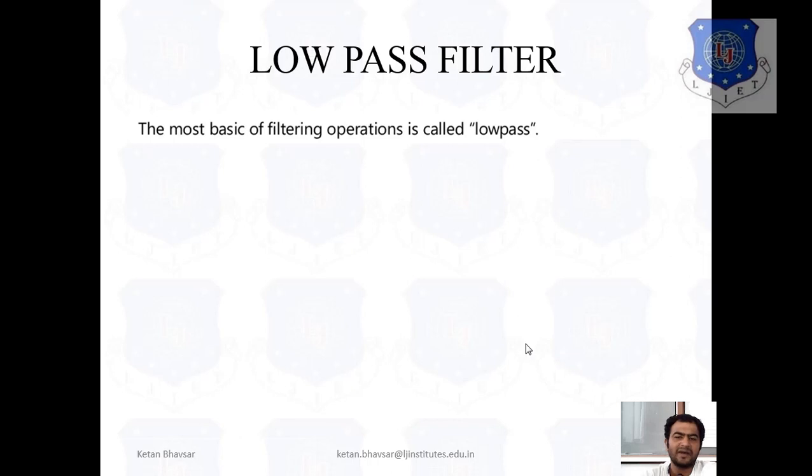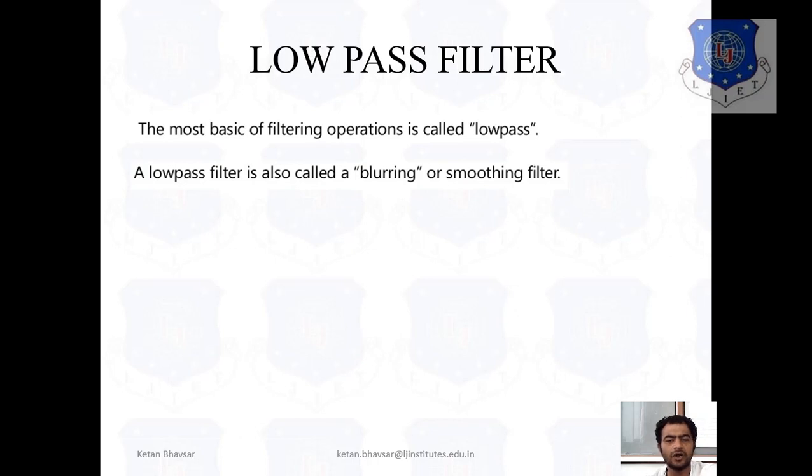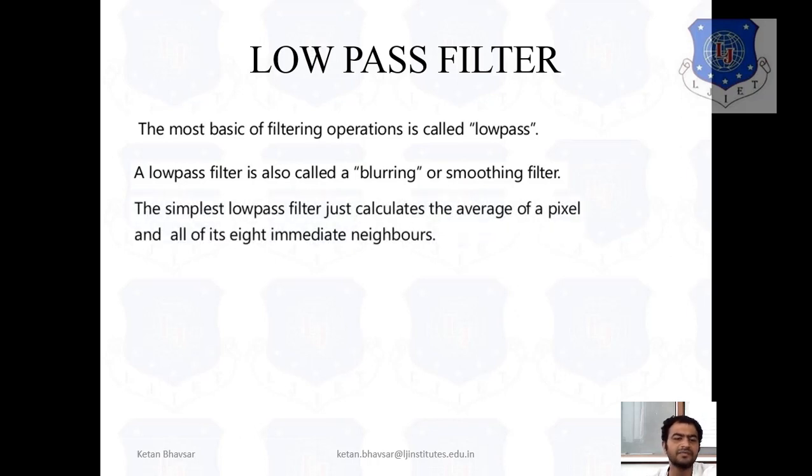Now we're talking about the low pass filter. The most basic filtering operation is called a low pass filter. It is generally called a blurring or smoothing filter. The simplest low pass filter just calculates the average of a pixel and all of its 8 immediate neighbors. It's also called a blurring mask.